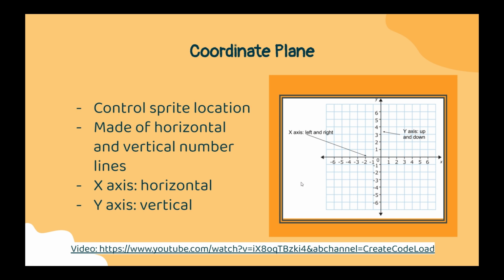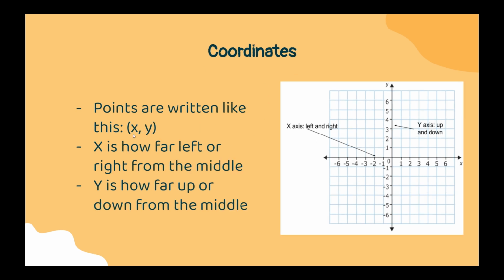And you can see these numbers. So 1, 2, 3, and then 1, 2, 3, and then also those negative numbers. So basically, we're going to have coordinates, which are always written the x location and then the y location. So x is how far left or right it is from the middle, which is 0. And y is how far up or down it is from 0.